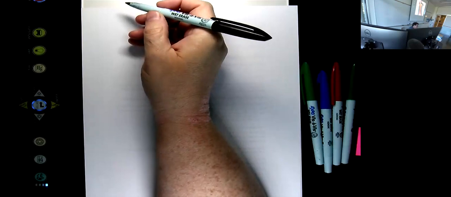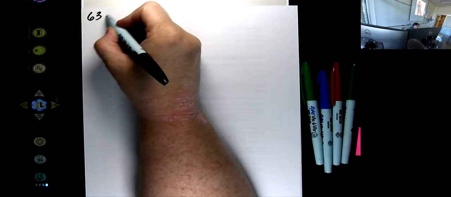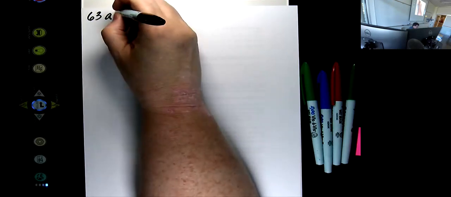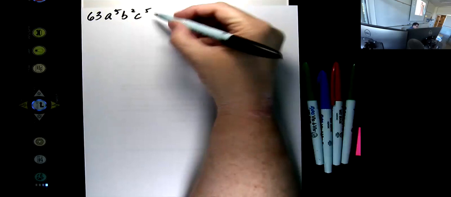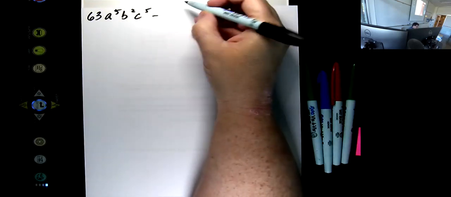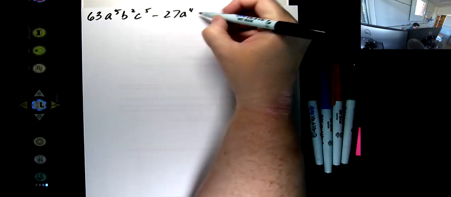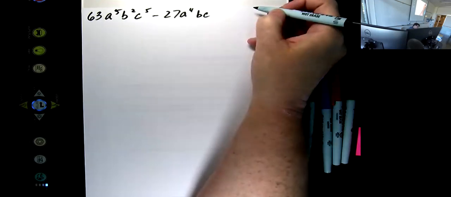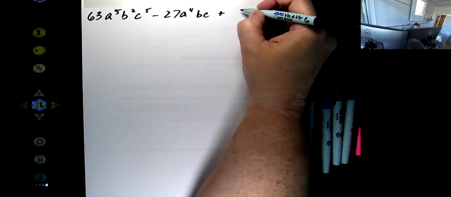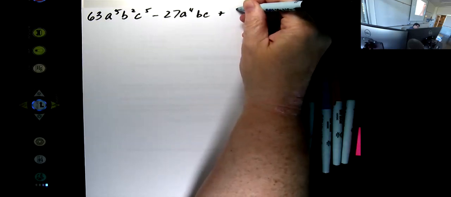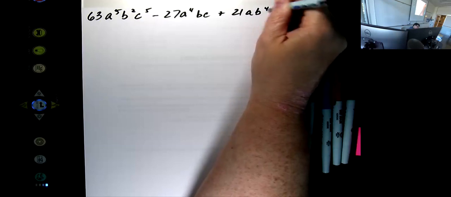All right, let's come up with another one. Let's go with 63 A to the fifth power B squared C to the fifth power, minus 27 A to the fourth B C, and plus, I don't know, let's go with 21 A B to the fourth C squared.